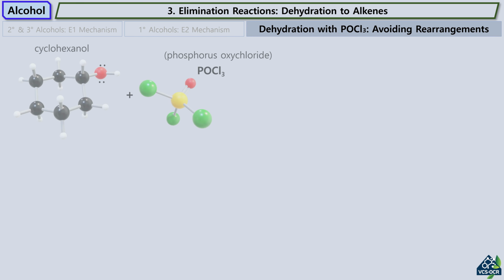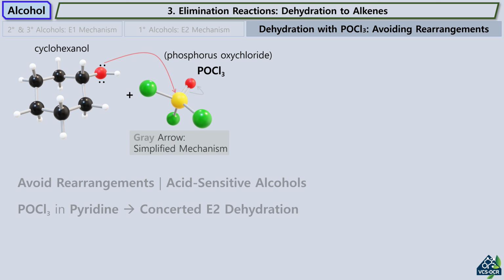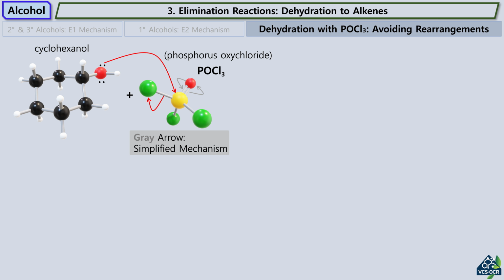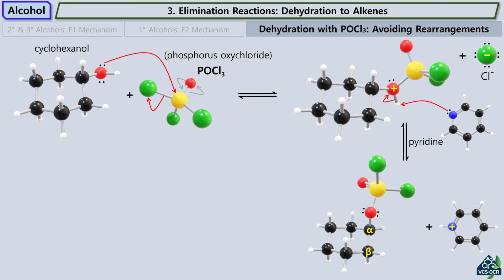For alcohols prone to unwanted rearrangements, or those sensitive to strong acids, phosphorus oxychloride, POCl₃, in pyridine serves as a powerful alternative. This reaction proceeds via a concerted E2 mechanism, even for secondary and tertiary alcohols. The alcohol first reacts with POCl₃ to form a dichlorophosphate ester intermediate, transforming the hydroxyl group into an exceptionally good leaving group. Pyridine then acts as a base to remove a beta proton, leading to a concerted elimination.